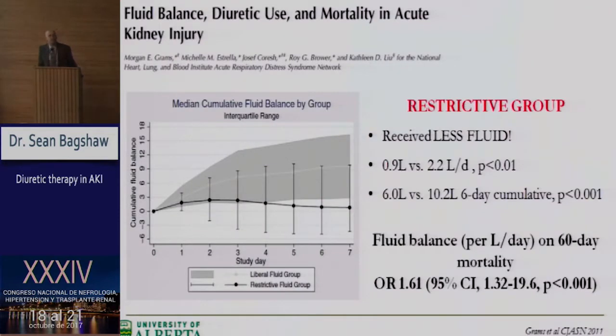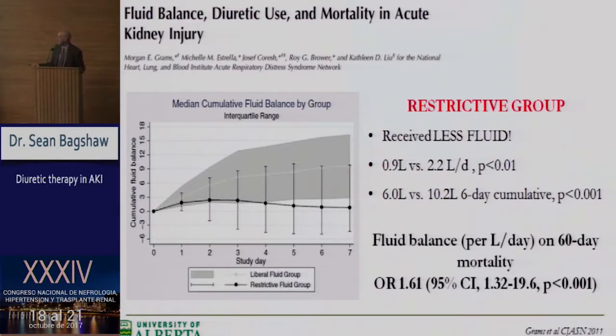Now, Morgan Grams, a nephrologist from New York State, she actually looked at the FACT trial and did a sub-study of the 306 or so patients who had acute kidney injury and were randomized to the fluid conservative versus fluid liberal strategy. And in this, she found, very observantly, that in the restrictive or conservative fluid management group, they received less fluid, even amongst those with acute kidney injury. It was much more than the whole study population in general, but you can see the differences here. 0.9 liter per day versus 2.2 liters per day. And after 6 days, 6 liters versus 12 liters. So the conservative strategy received much less fluid.